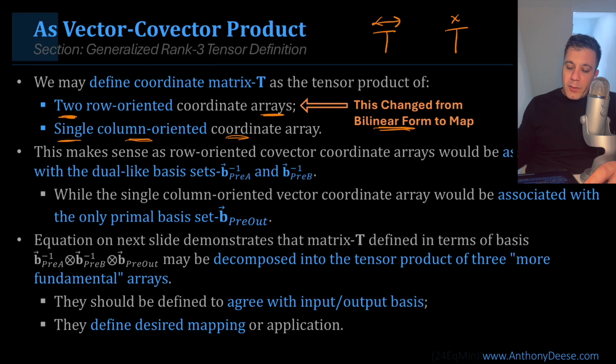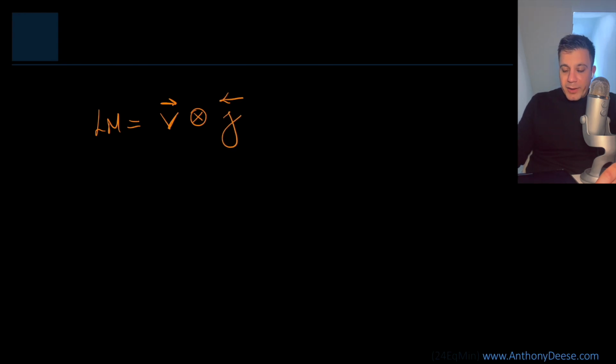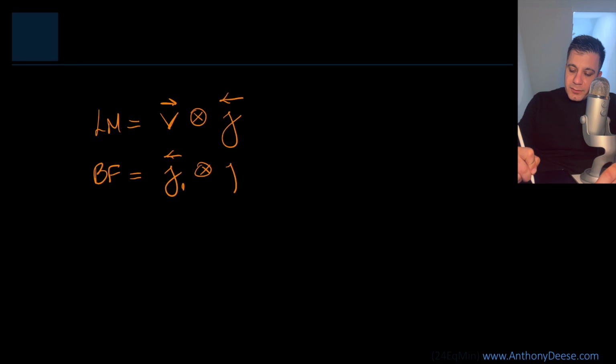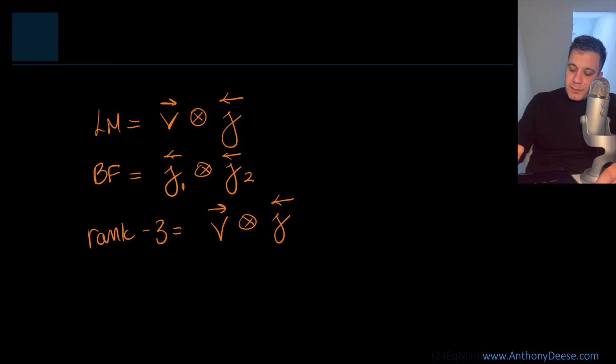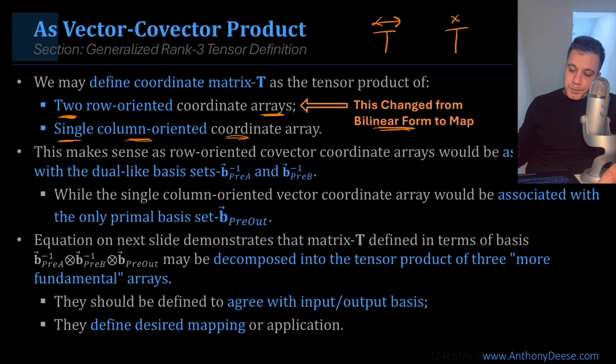So this changed from the bilinear form to the map, and it also changed from the linear map to this rank-3 object. Whereas before, the linear map could be defined as the tensor product of some generic primal vector times some generic covector or dual vector. The bilinear form was the tensor product of two different types of covectors. And then for this rank-3 tensor that we're looking at, this will be a single vector times two covectors. And so I'm going to call these the more fundamental vectors and dual vectors.